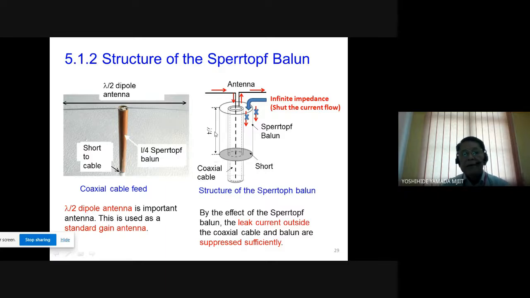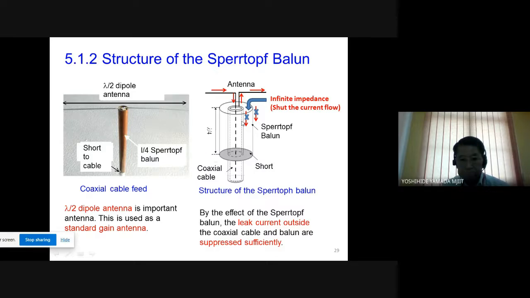So if this balloon is attached, the impedance from here: there are two parallel lines, and the parallel line is a quarter wavelength, and the opposite side is shorted. Then the impedance becomes infinite here. So this infinite impedance shuts the current flow here.